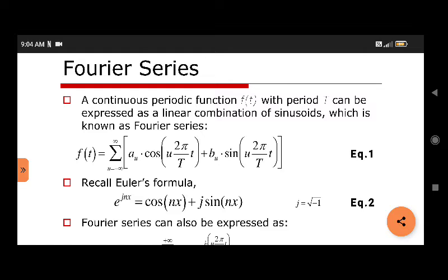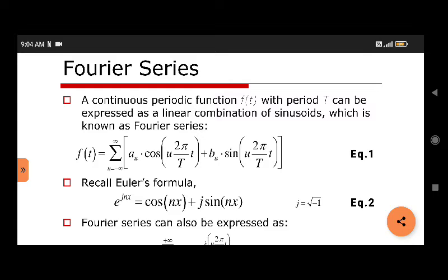Okay, so it can be expressed as a linear combination of sinusoids, which is known as the Fourier series. So we can express this function as a linear combination of sinusoids. We convert this signal into the form of sinusoids, and this is known as the Fourier series. Okay, so this is a reference function.